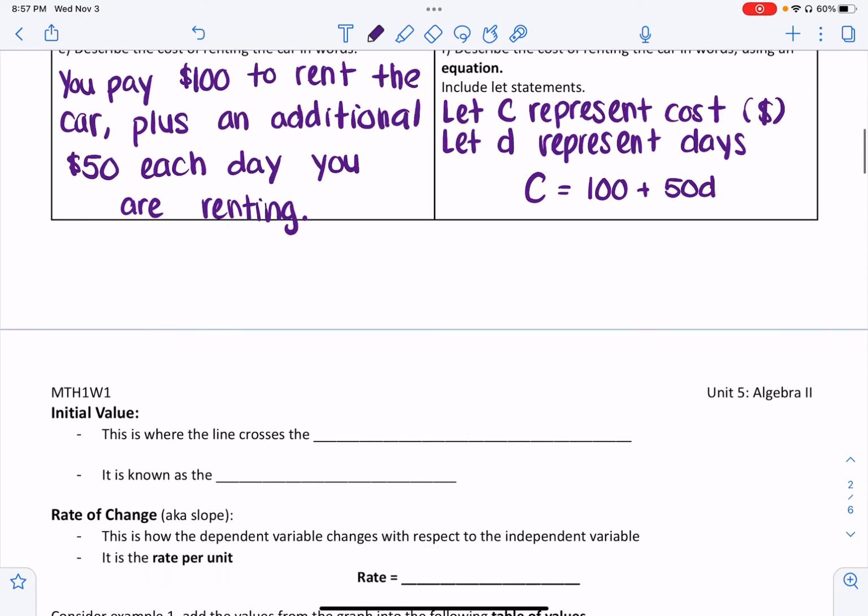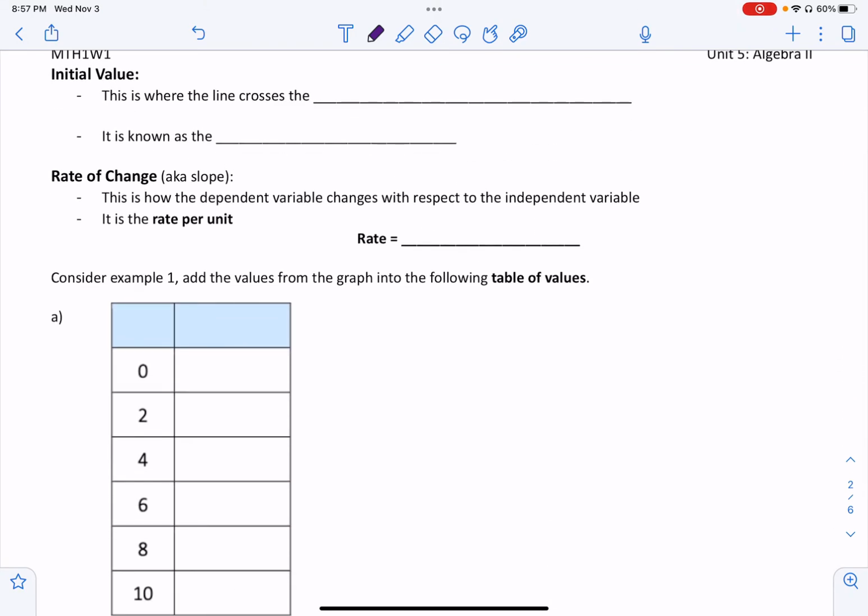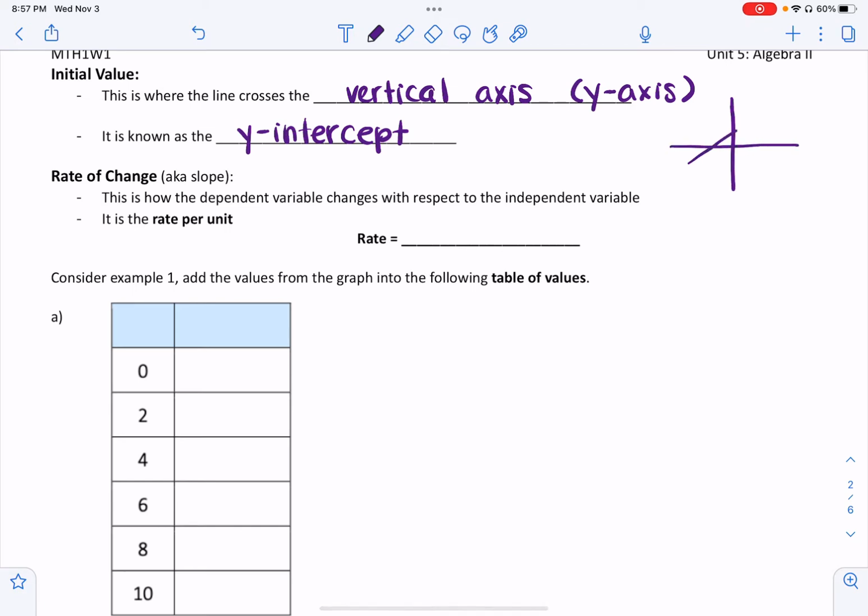Okay, let's get into the next part. So a few definitions here. First is our initial value. Our initial value is where the line crosses our vertical axis. And this is known as the y-intercept. And it's called the y-intercept because it crosses our vertical axis, which is called our y-axis. So it looks something like this. When I have my graph, it's this point here where it crosses my y-axis. That's my initial value.